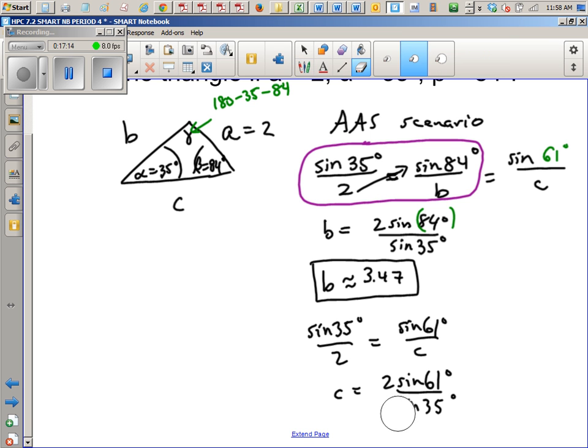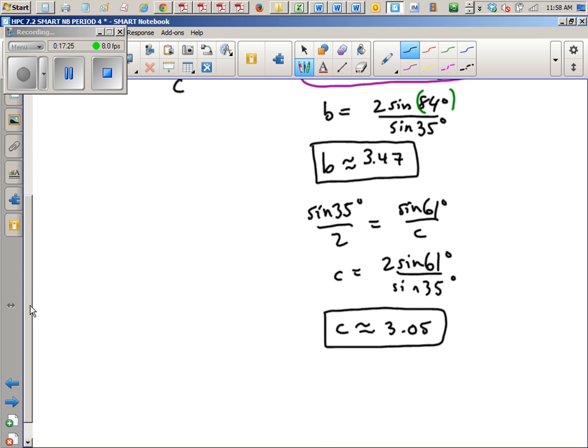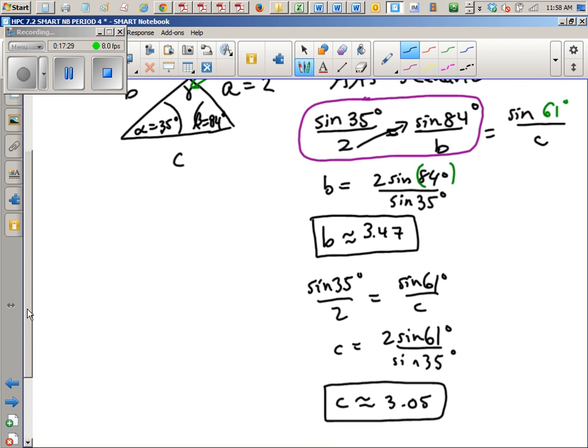All right, so what does that give us? 3.05. Okay, so I thought we were supposed to find 3 things. Well, remember we found the 61 degrees right at the beginning? That counts as part of your solution.